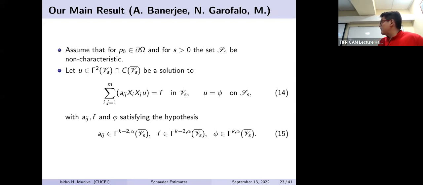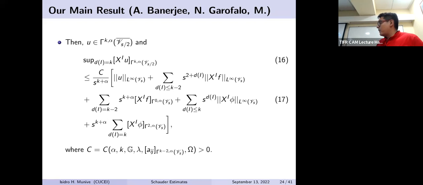So we assume we have a point and that this set doesn't have characteristic points, and we consider a solution of this problem. With this hypothesis, these are the standard hypotheses in Schauder estimates. We are changing C for this gamma. So we have this Schauder estimate. It just looks like the Euclidean one, but instead of the usual partial derivatives, we have these vector fields. So we have this regularity on the gradient of u.